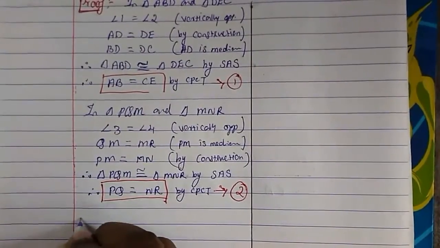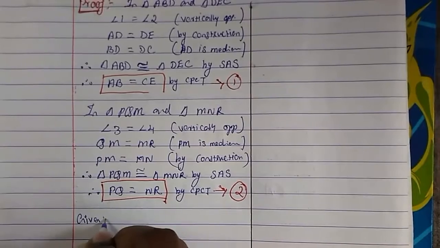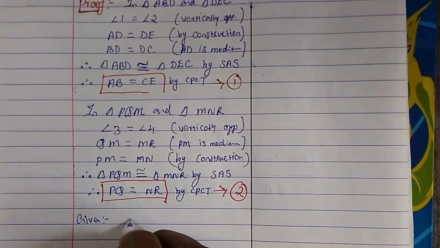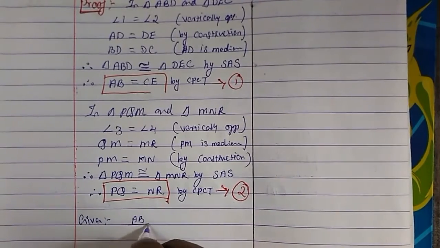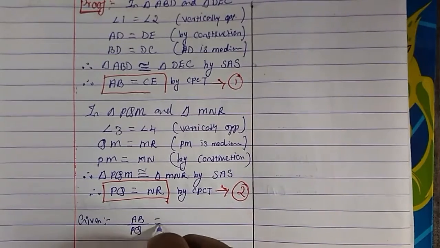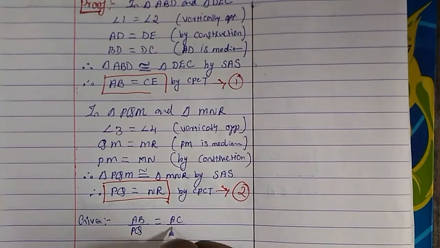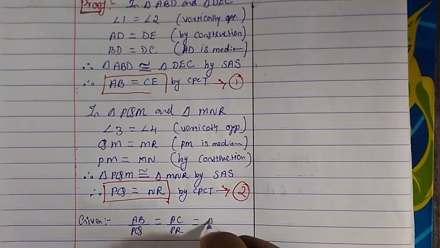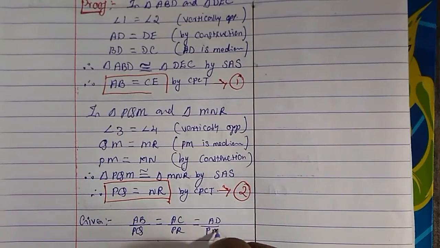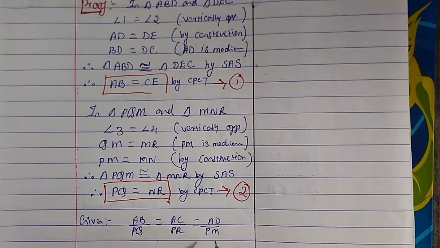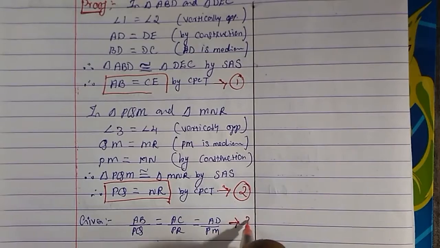So first we'll write down the given. What was given is AB upon PQ equal to AC upon PR equal to AD upon PM. So this is what is given to us, and we will write this down as equation 3.